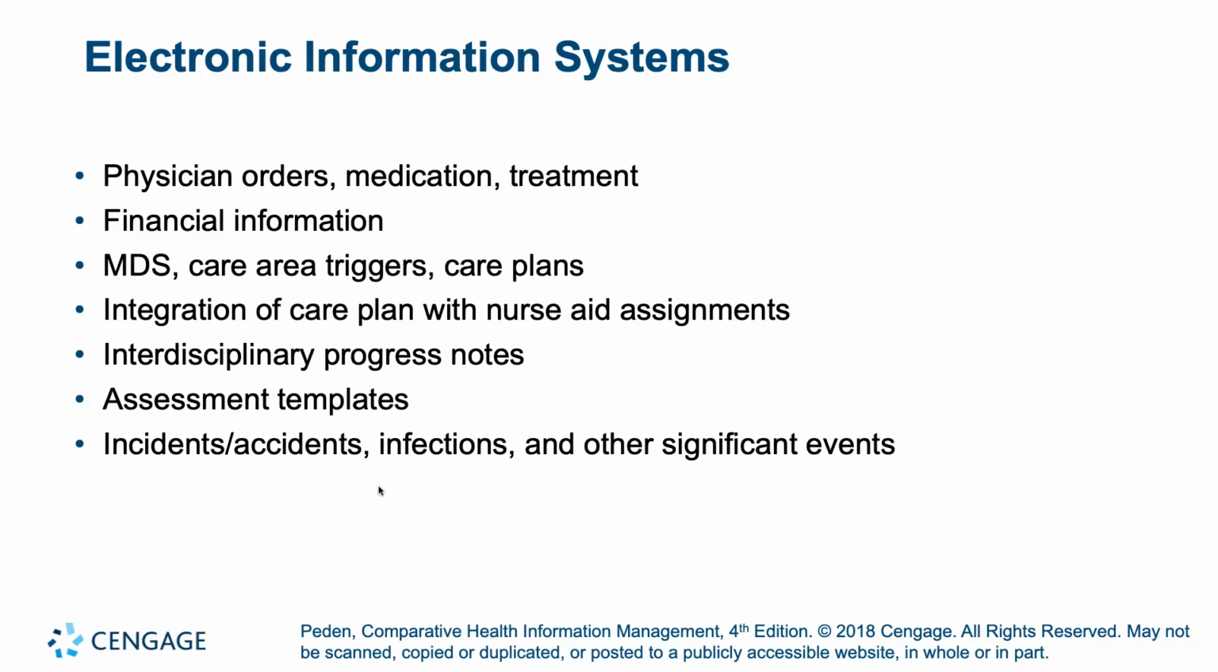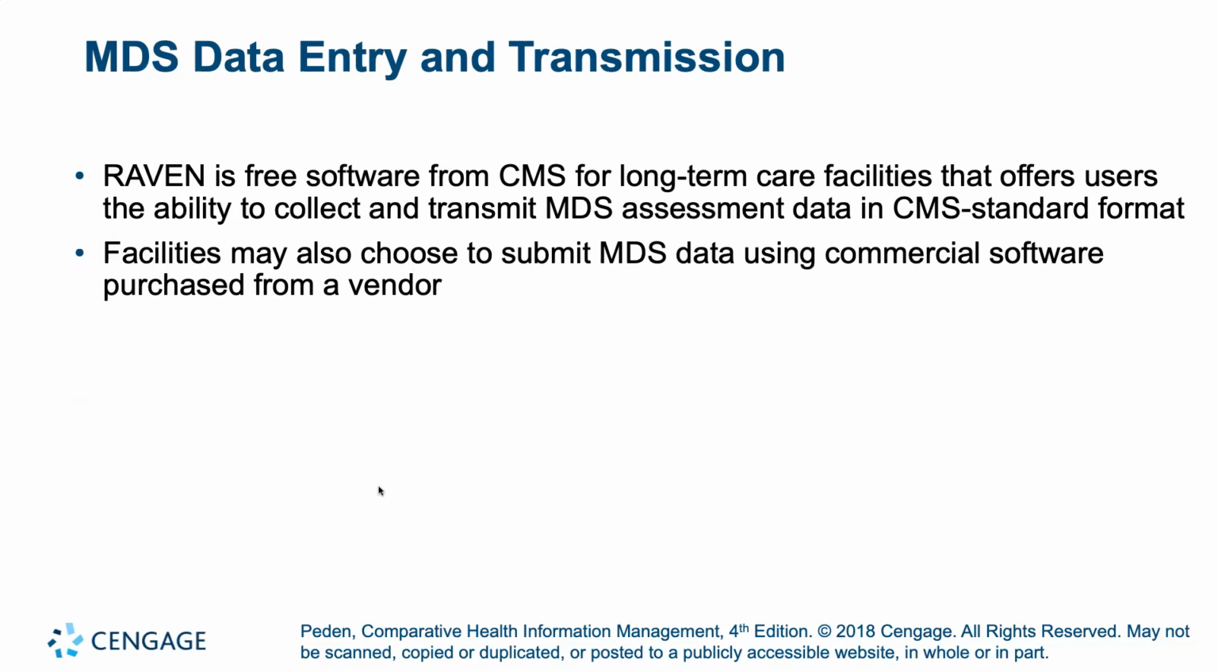I'm trying to think of who else. Oh, some of the other, like activities. They usually have an activities director and those types of things, and they are part of the progress notes. There are assessment templates for electronic health systems, and then of course you want to keep track of your incidents, accidents, infections, and other significant events.